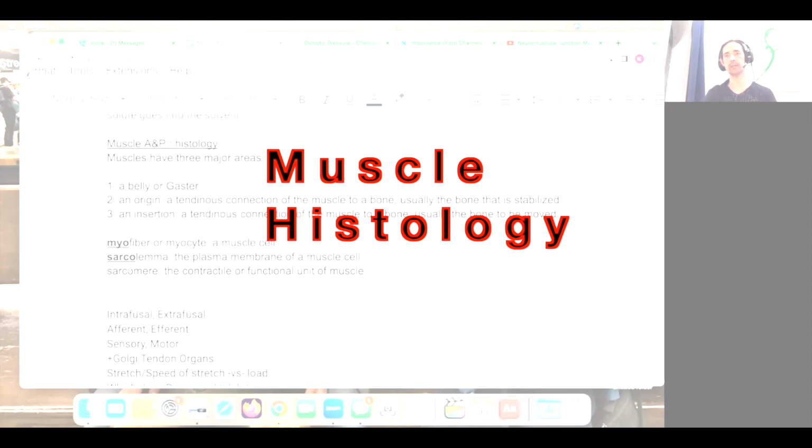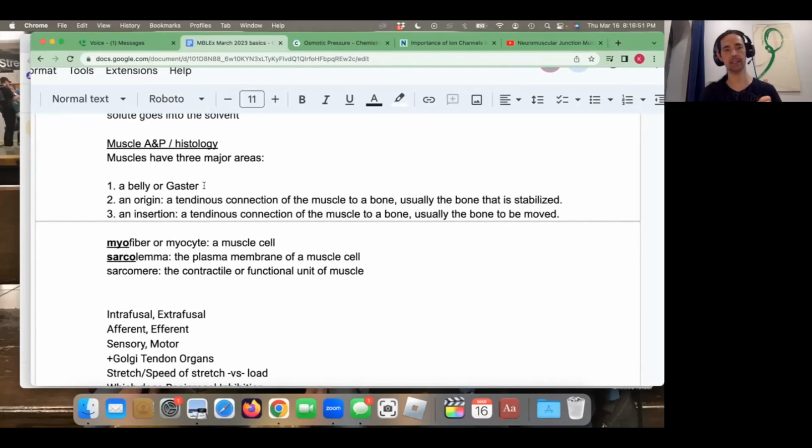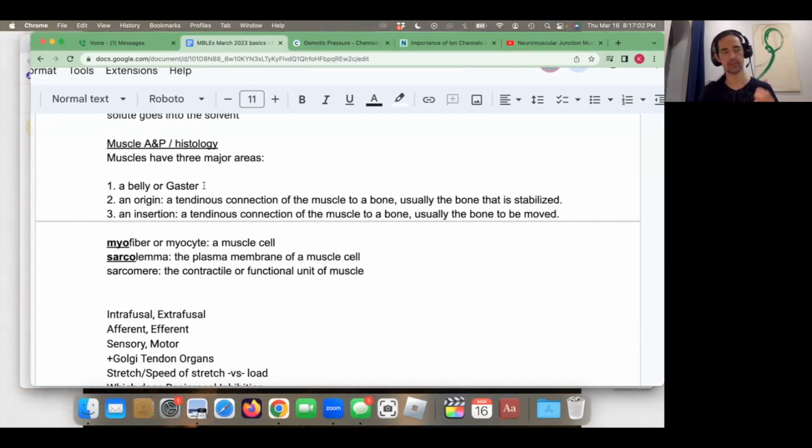Recall that in muscles, every muscle has a belly, an origin, and an insertion. There are tendons connected to muscles, or that kind of grow out of muscles. Tendons connect muscles to bones. Ligaments connect bones to bones. Every muscle has a belly, a muscle belly. That's where most of the fibers are.